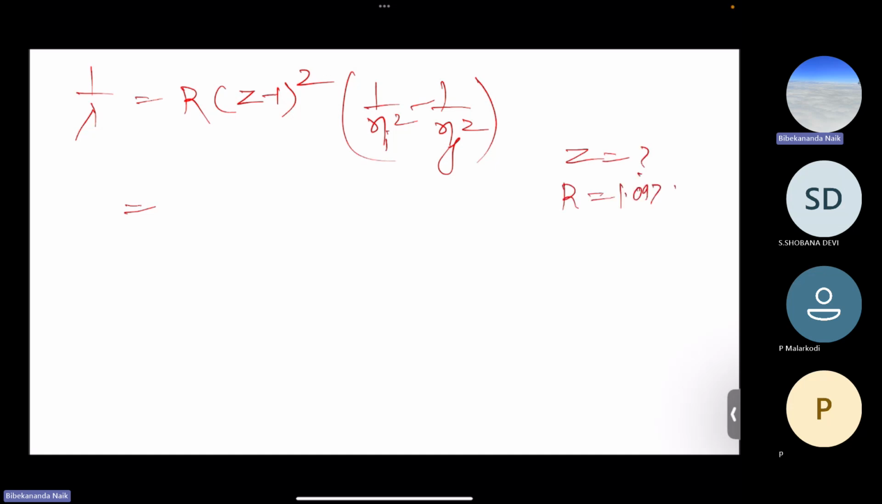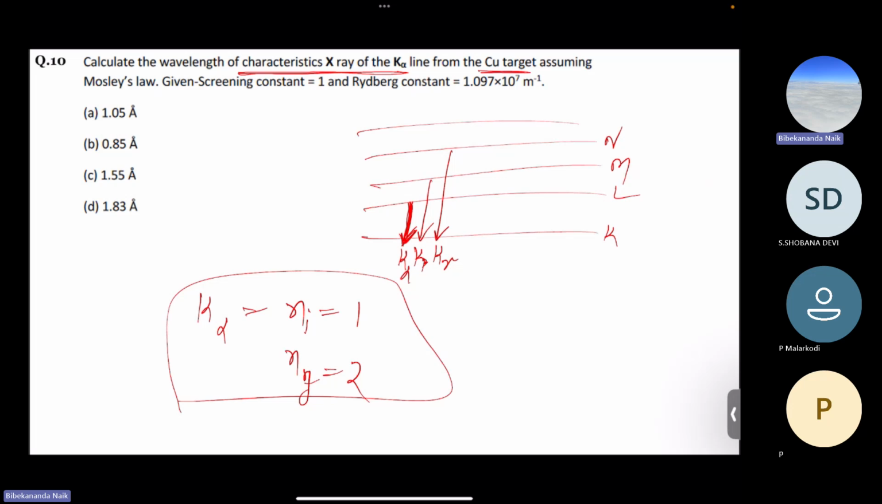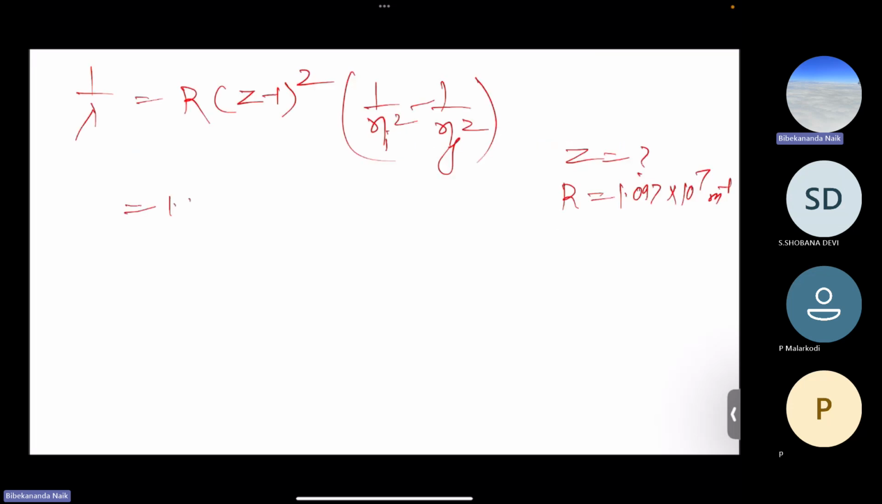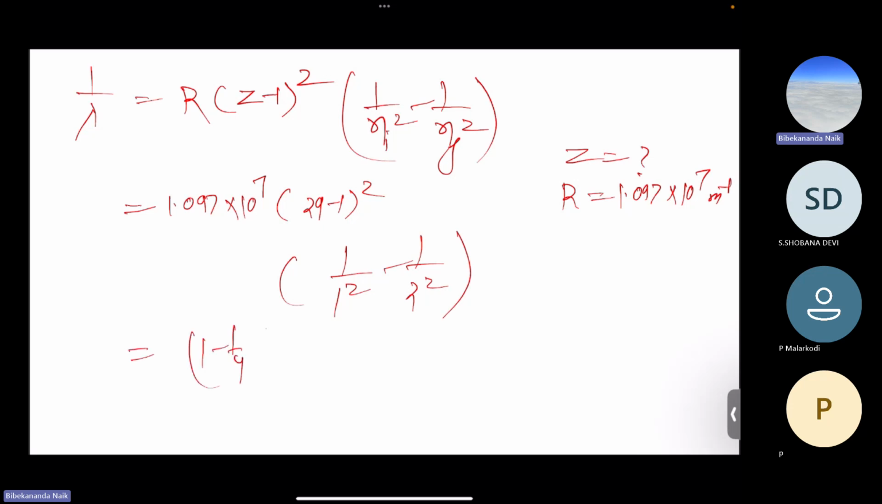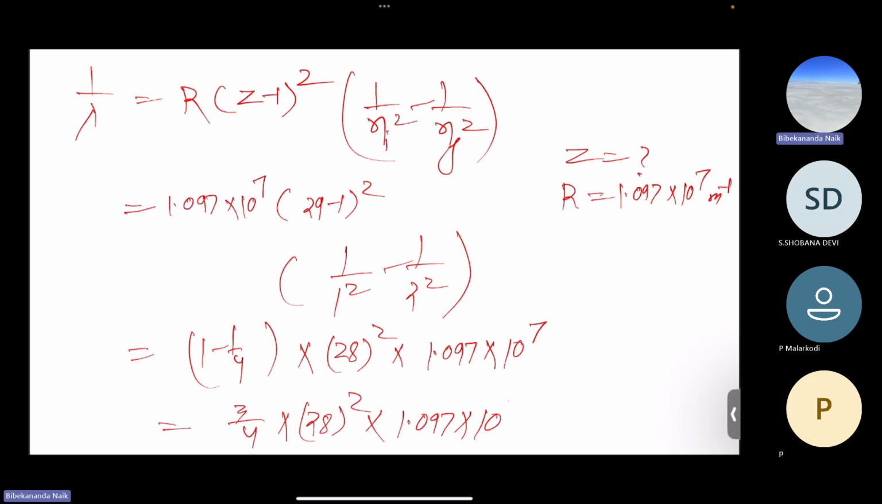R is known to us, 1.097 into 10 to the power 7 meter inverse. Sir, Z is not mentioned in the question. Yes, because we are talking about the copper target, and for copper the atomic number is 29. So 1 by lambda will be 1.097 into 10 to the power 7 into 29 minus 1 whole square into 1 by 1 square minus 1 by 2 square. If you solve it, it will be 1 minus 1 by 4, so it is 3 by 4 into 28 square into 1.097 into 10 to the power 7.